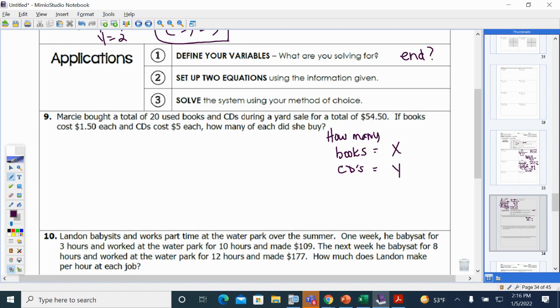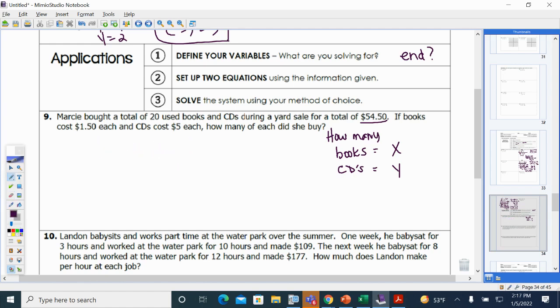So that lets me know that the total is $54.50. A lot of kids are going to want to go, well, that means that X plus Y is equal to $54.50. That is not what that means. That is not true. Because the X and the Y that we set up, the X represents how many books and how many CDs. So a number of books plus a number of CDs cannot equal money.